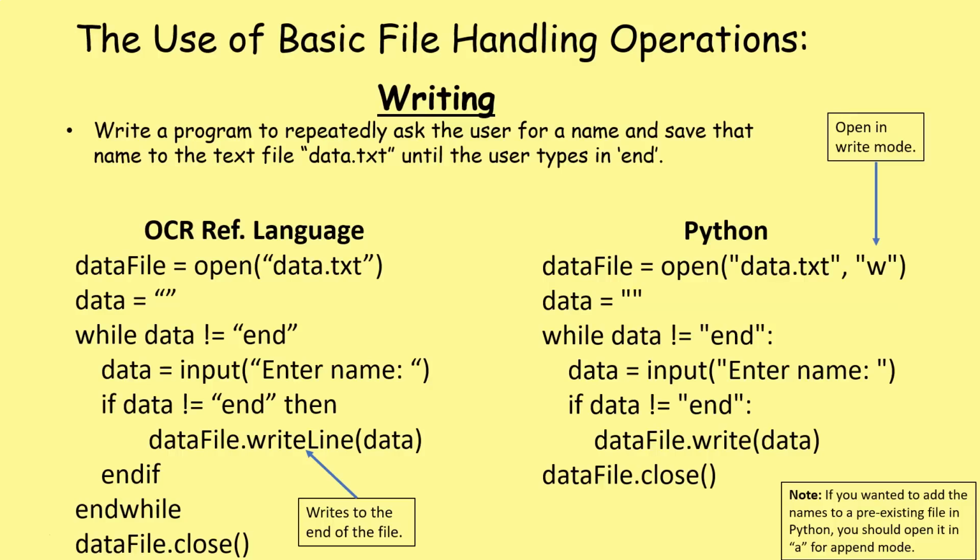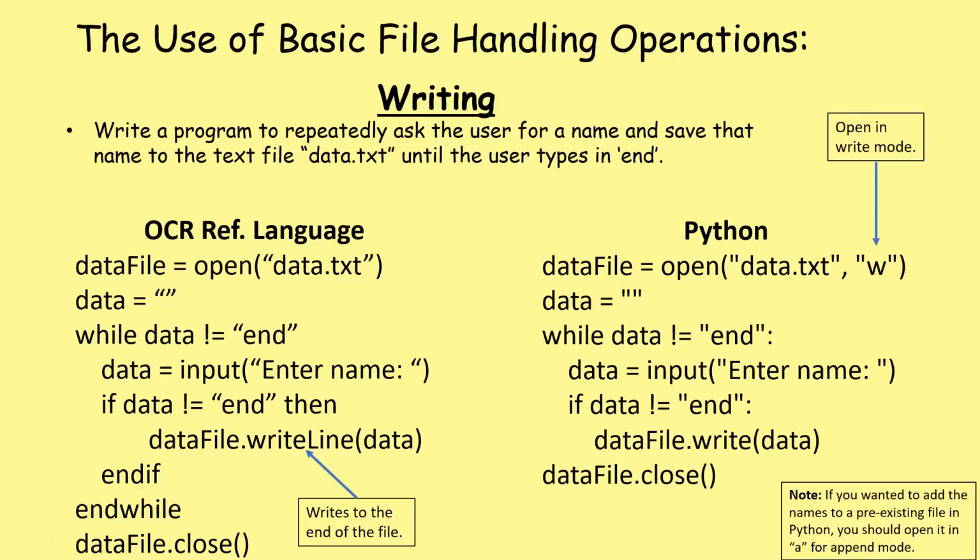In Python, data file equals open data.txt in W for write mode. You could also use A for append mode if you want to add it to the end. Technically in Python, write mode will actually overwrite anything in a pre-existing file, whereas append just adds to the end, but we don't have to worry about that too much today.